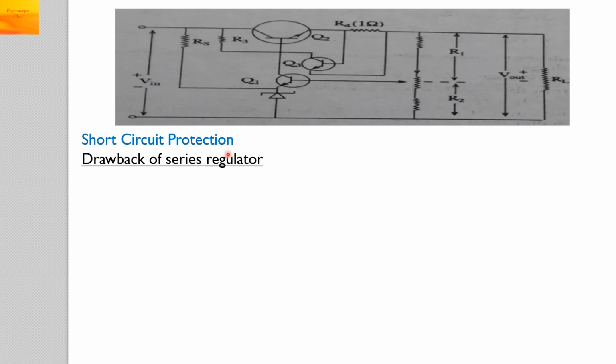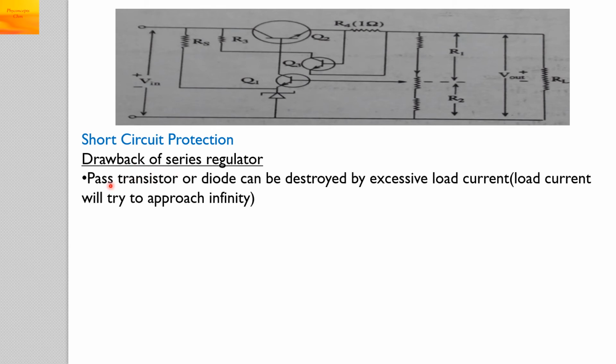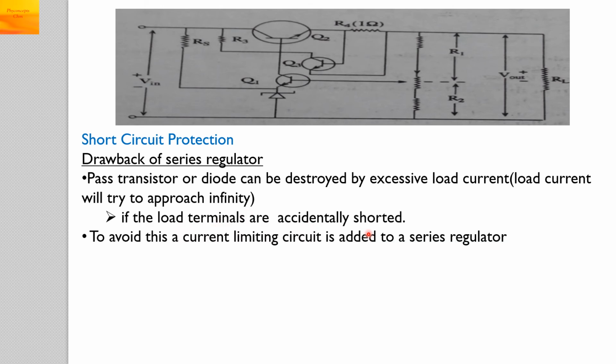Short circuit protection. Now there is a drawback of the series regulator, that the pass transistor can be destroyed by the excessive load current. The load current will try to approach infinity if the load terminals are accidentally shorted. To avoid this, a current limiting circuit is added to the series regulator.